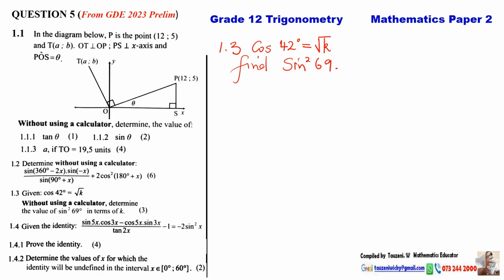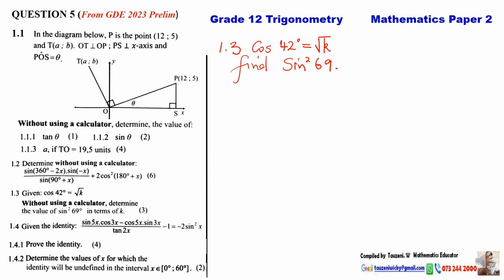Now we need to find out what is the relationship between 42 degrees and 69 degrees. And the idea that is being tested here is that of cofunctions. Now, if you remember cofunctions, let's start with the sine. The idea of cofunctions is multiplication, addition or subtraction to 90 degrees. That is the idea of cofunctions.